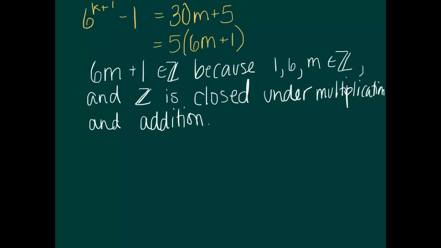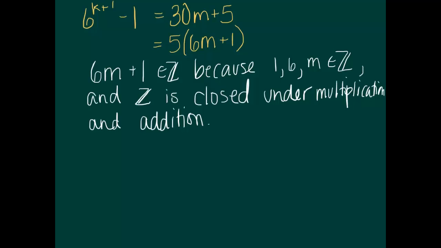And without knowing that 6m plus 1 is an integer, I'm not sure that 5 divides 6 to the k plus 1 minus 1. But now that we've said that, because we've talked about closure, I do know that that's true. Therefore, our statement was true for k plus 1. That's what we just showed.